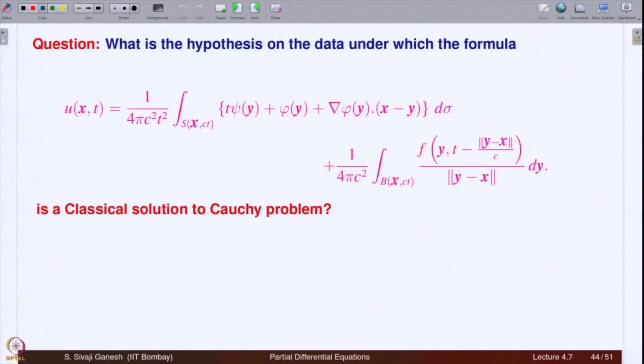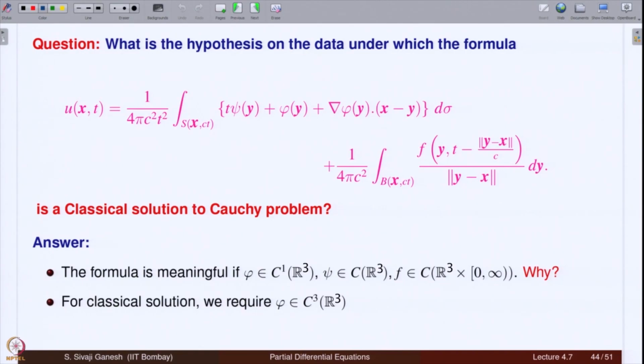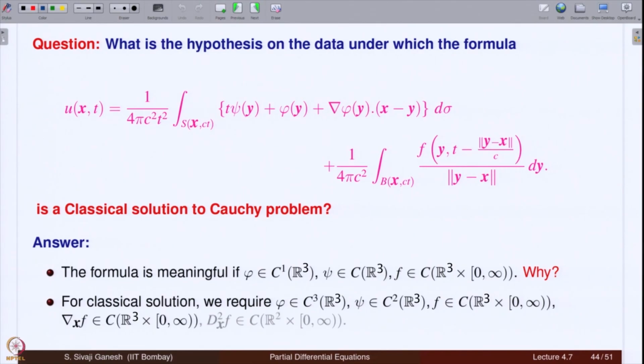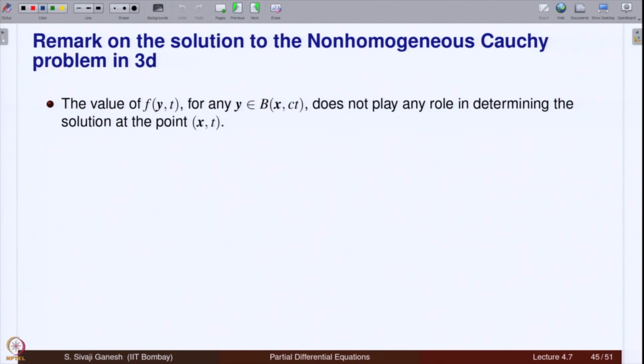So, again the same question, when is this a classical solution to the Cauchy problem? Of course, the formula is meaningful under some set of assumptions on phi, psi and f, but if you want a classical solution you need phi to be C3, psi to be C2 and f to be continuous, f gradient to be continuous and second order derivative to be continuous on R3 cross 0 infinity. So, the value of f of yt for any y in this ball of x comma ct does not play any role in determining the solution at the point xt.